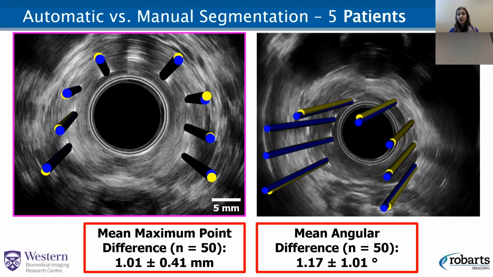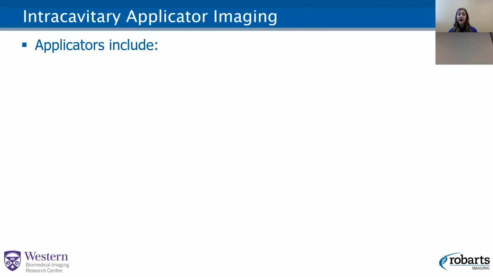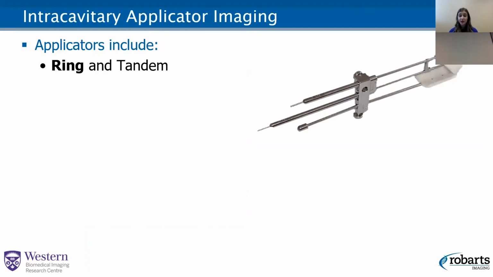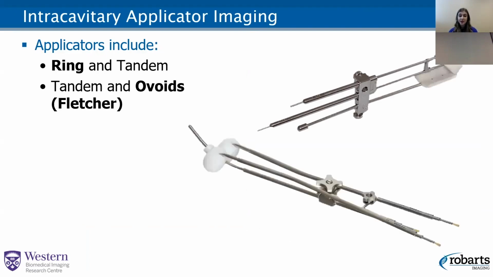And so we're starting a new study now to look at intracavitary applicators. So instead of that interstitial template that I showed you at the beginning with the needles that are inserted through it, here we have a variety of applicators, including a ring and tandem, which goes into the vagina and the uterus, as well as a tandem and ovoids applicator, which is sometimes known as a Fletcher applicator. And there are also a variety of hybrid applicators which combine these intracavitary approaches with interstitial needles.